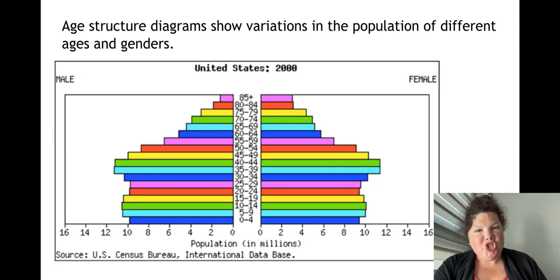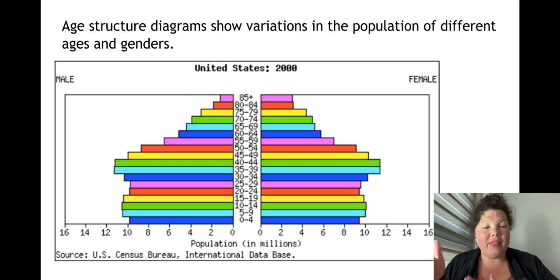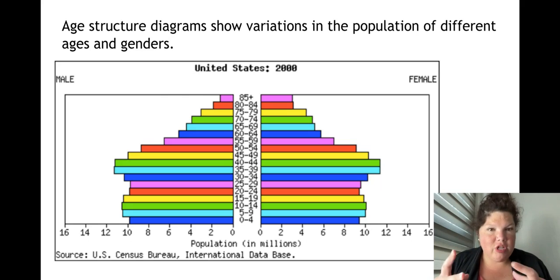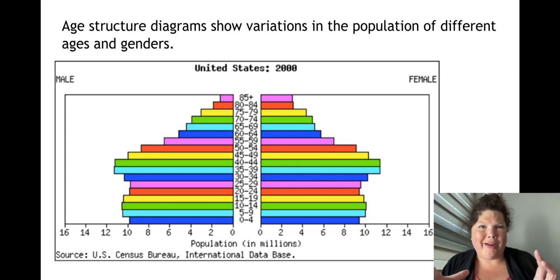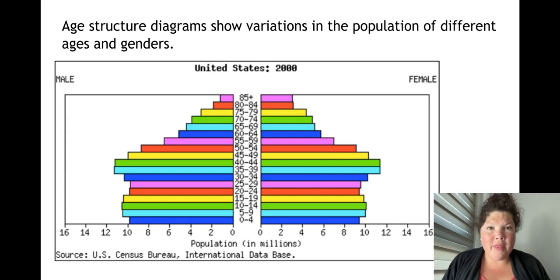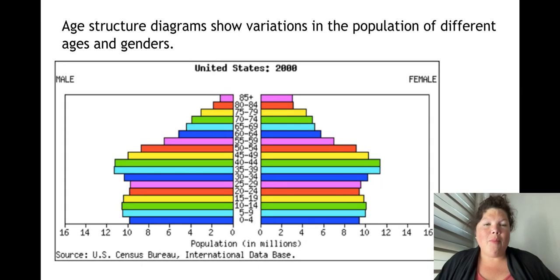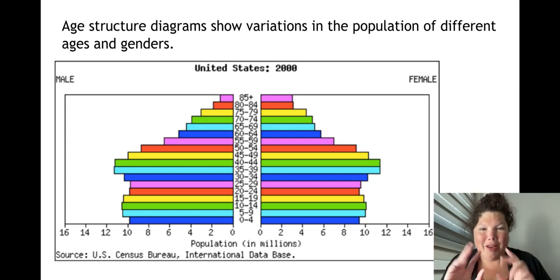Now these structure diagrams, they look like this here, and they're used to help us analyze a population and predict how that population is going to change in the next 50 years, 100 years, and so on. It allows us to understand, all right, do we need to prepare for something? Do we have a lot of population coming in, or little?